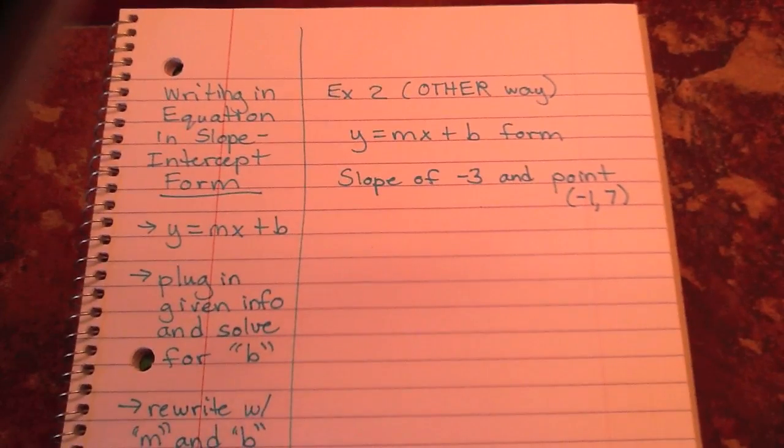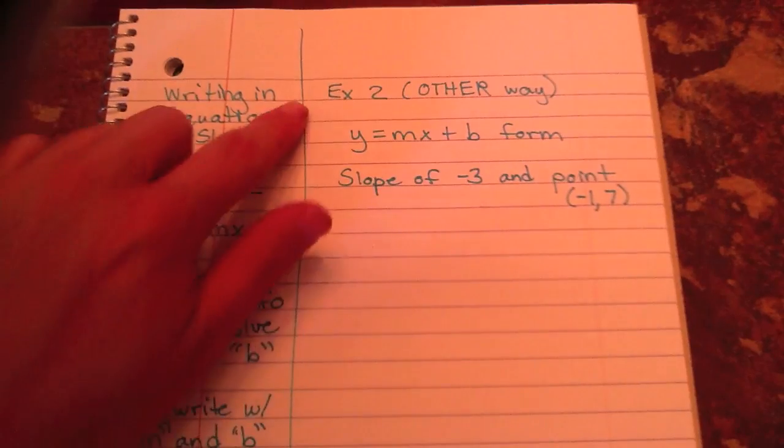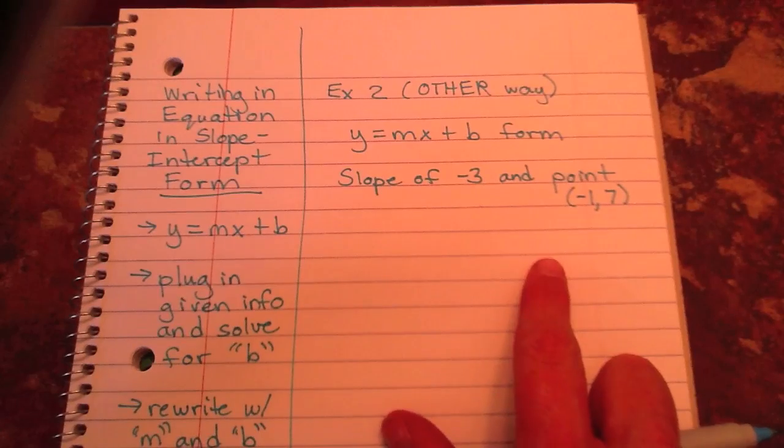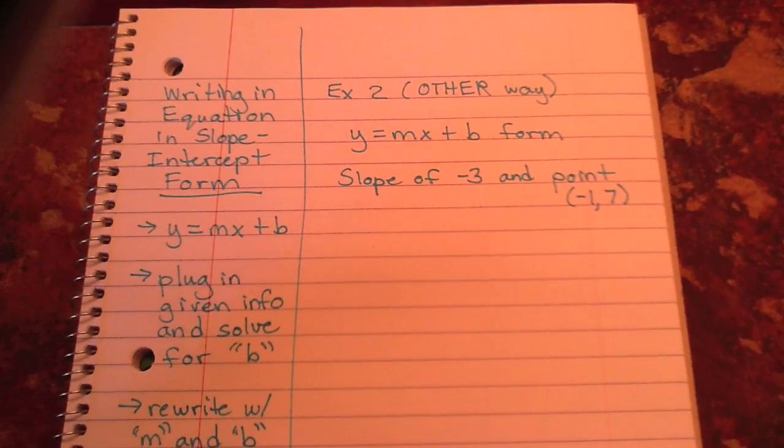So this is the other way of doing example 2. I'm keeping it as example 2 on purpose. Y equals mx plus b form. Your slope is -3, your point is -1 and 7. It's the exact same example we just did, but I'm going to show you how to set it up in slope-intercept form.